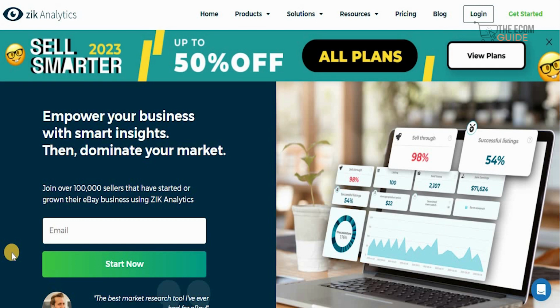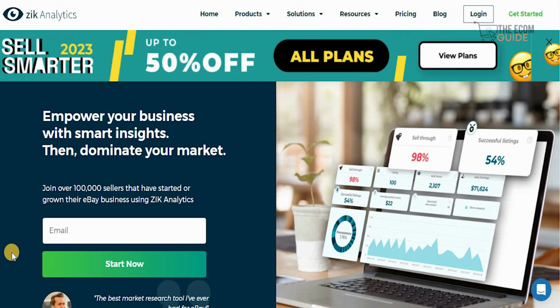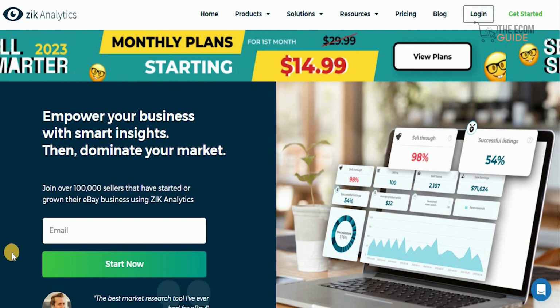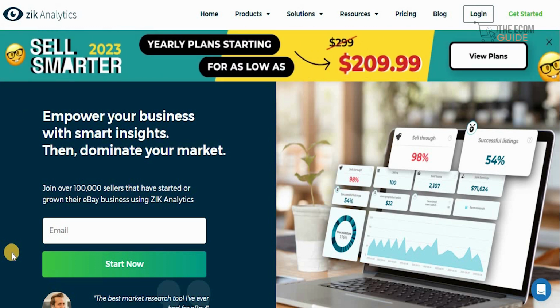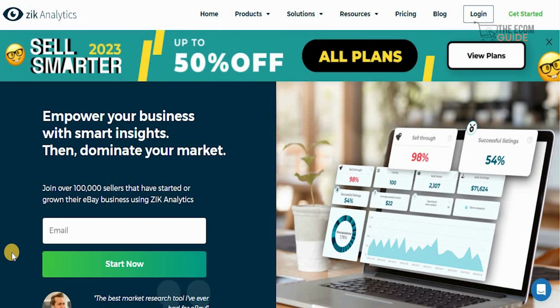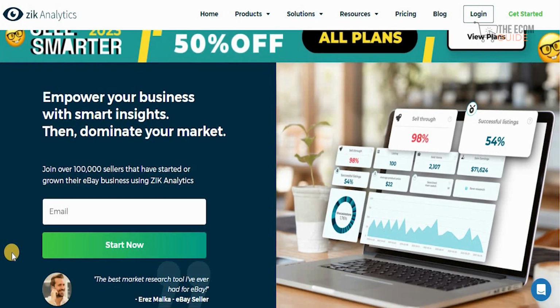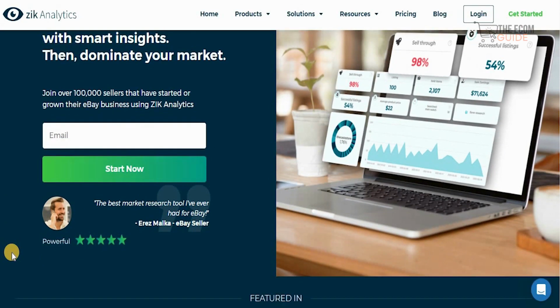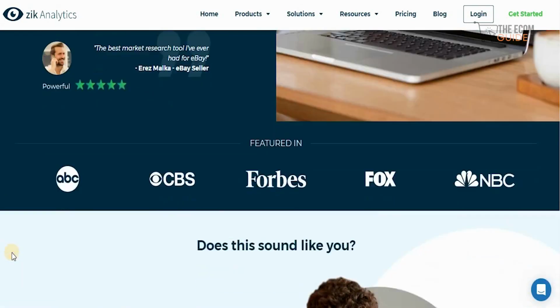Now, one of the elements that you have to keep in mind whenever you're starting a dropshipping business is the sort of support that you can get. And when you're using this tool, which is called Zinc Analytics, you can get the support, the assistance, and the guidance that you need to scale your business and become a successful dropshipper on ebay.com. That can empower your business with smart insight, and then you can actually dominate the market. You can join over 100,000 sellers that have trusted and started to grow their eBay business by using Zinc Analytics.